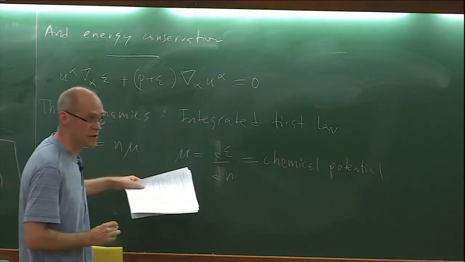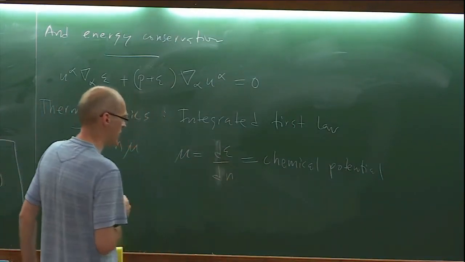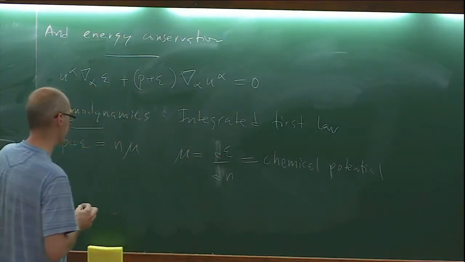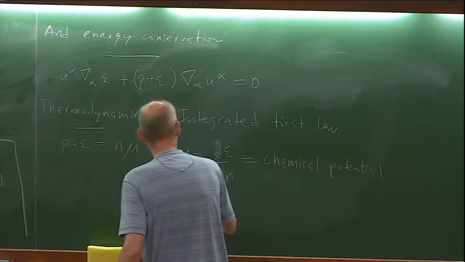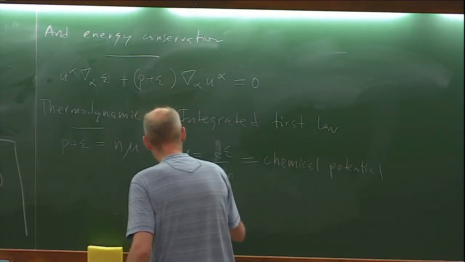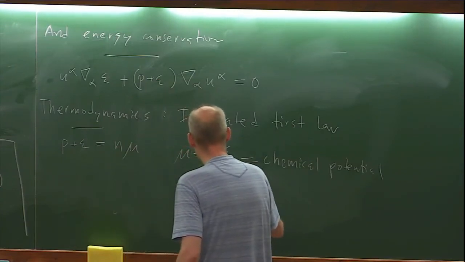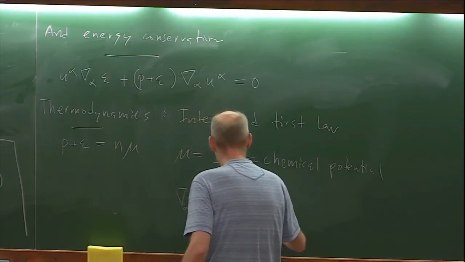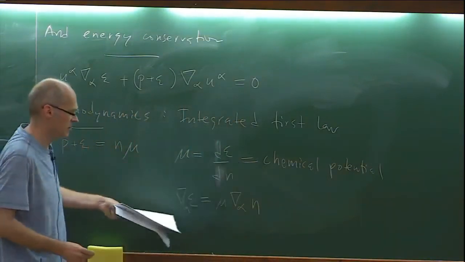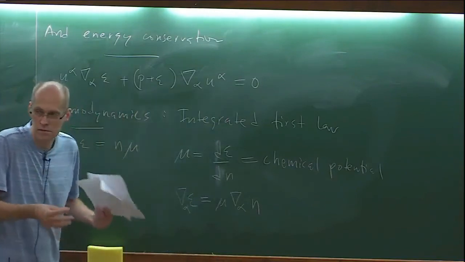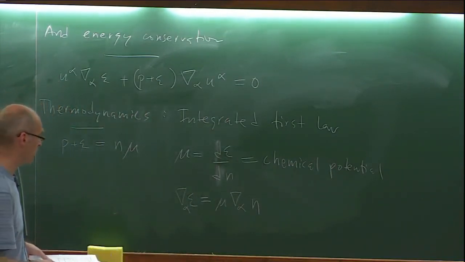so this is a definition, but this kind of thing is not just true for variations, it's also true for derivatives. And so this means that actually it's also true that grad of epsilon is equal to mu grad n, because this is a variation. I can do that in space, or I can do that in configuration space, or whatever you like. Okay, so this is always true.